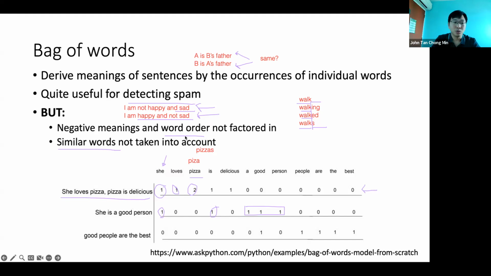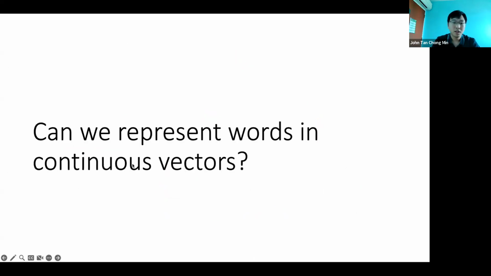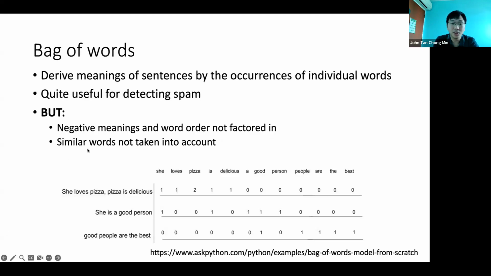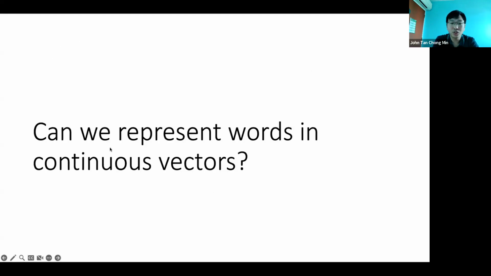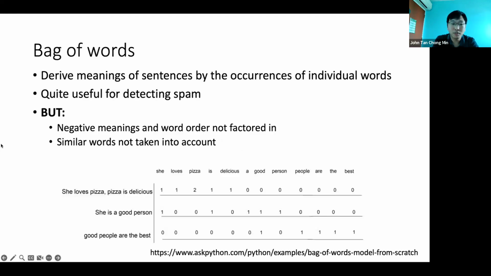So how do we solve this problem? Maybe we could have a better way of representing words, to solve the first problem of similar words not being taken into account. We could try to solve it by making them into continuous vectors, right? How to solve these negative meanings? We need to take into account sequence, and that will factor in a separate model as well.